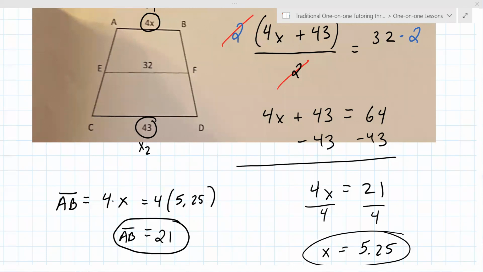Okay, got it down. All right, let's look at number 5 now.